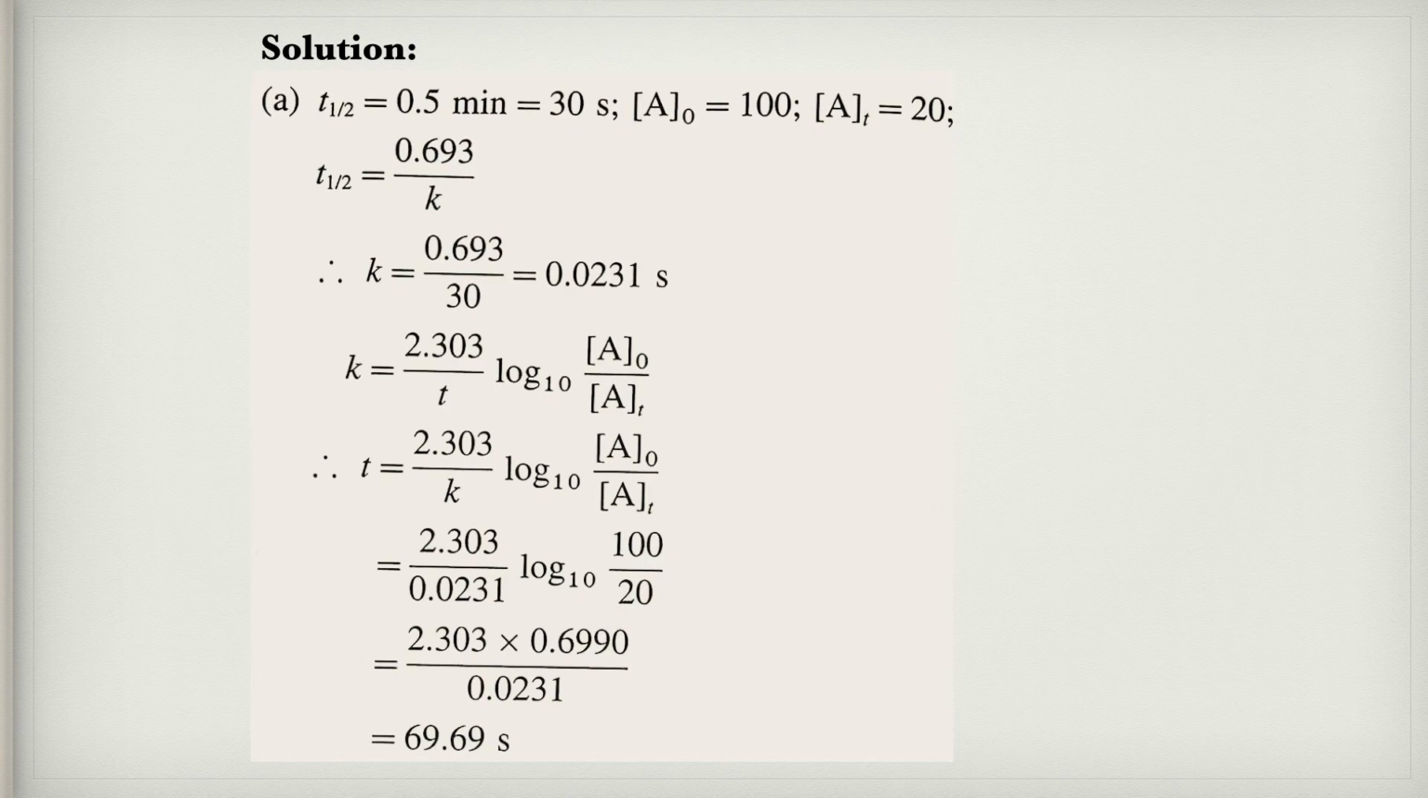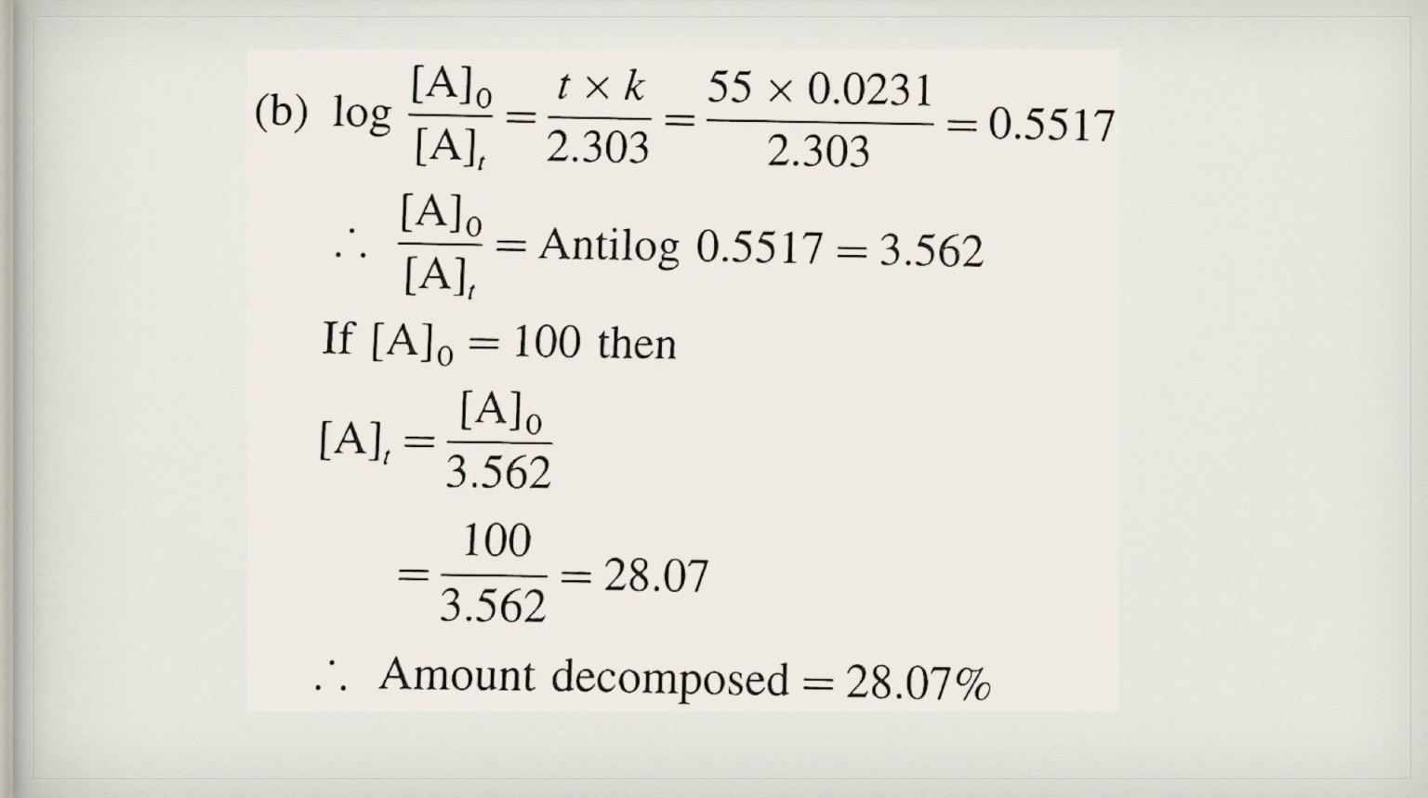Okay, so I'll use the equation K is equal to 2.303 upon T log to the base 10 initial concentration upon final concentration. So what will be the equation for T? I'll just take T to the other side. So T is equal to 2.303 upon K log to the base 10 initial concentration upon final concentration. So I'll substitute the value and I'll get the answer as 69.69 seconds.